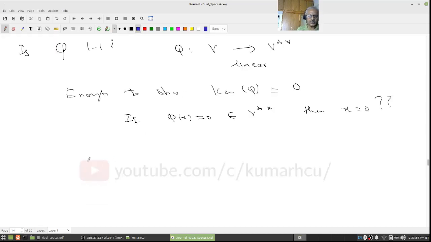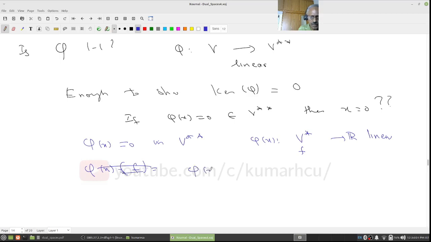Let us look at it. If phi of x is 0 as an element in V double star, what does it mean? Remember, phi of x is a linear map from V star to R. Therefore, if you give me any f here, phi of x acting on f must be 0. But what is phi of x at f? This by definition is x star of f, but that by definition is f of x. So I say f of x is 0.